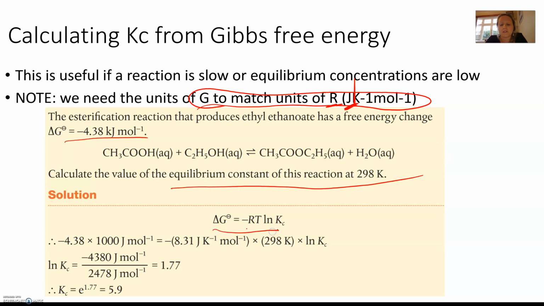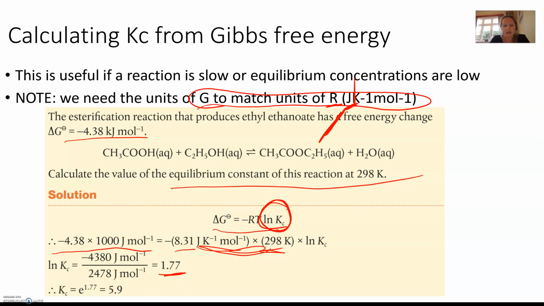So here's the equation. This is given to you in section 1 of your data booklet. Okay, and so we're actually trying to calculate Kc. So we'll have to solve for ln Kc and then rearrange. So you've been given a ΔG, and the first thing we need to do is turn that ΔG into just joules, so it matches that R up here, okay? So we're going to times the negative 4.38 by 1,000 to make it just joules, okay? And then on this side, you've got your R, which is 8.31, and your temperature was 298. So once you've times these two together, you'll see it's 2478, and these together is obviously negative 3480. So if you divide one by the other, you get 1.77.